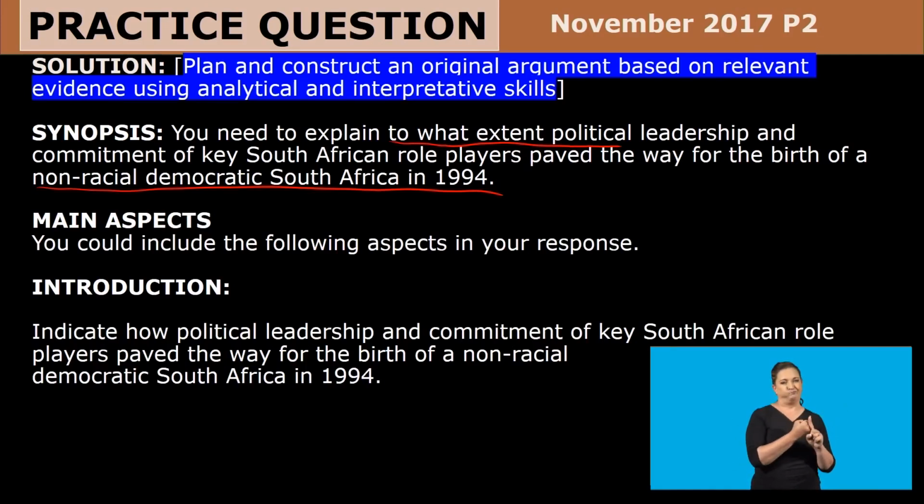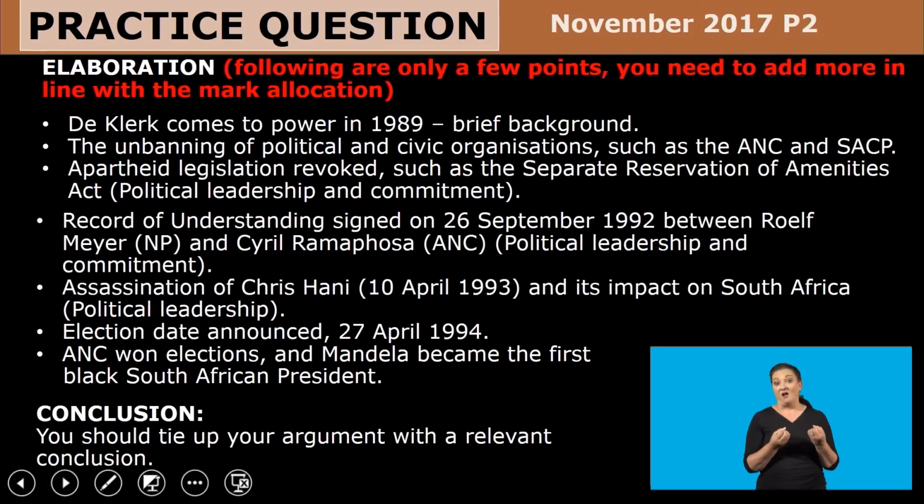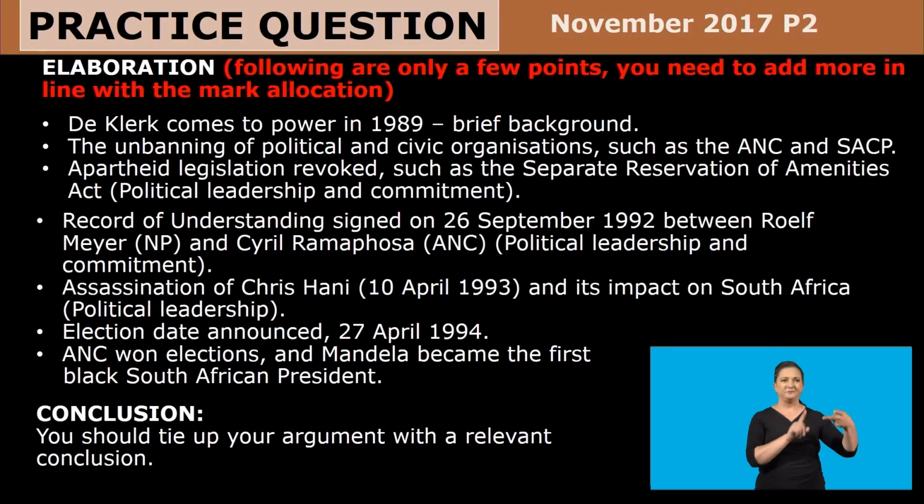So you could include the following aspects in your response. In the introduction, please indicate how political leadership and commitment of key South African role players paved the way for the birth of a non-racial democratic South Africa. So in other words, you need to take a stance there and also give the extent. Now, you need to elaborate by giving relevant information. So the following are just some of the few points that you can give. So you will need to add more in line with the mark allocation because remember, you will have studied for this. So these are just some of the relevant points.